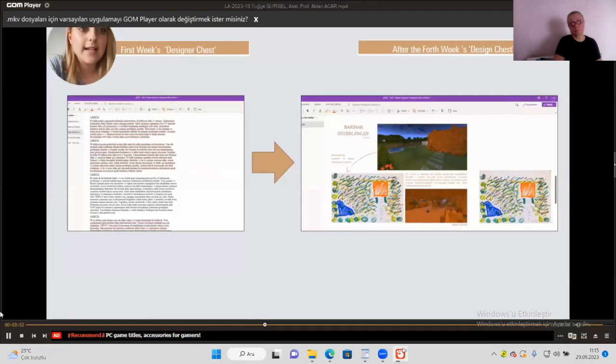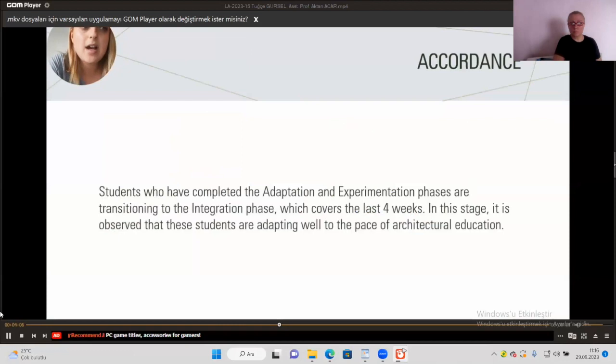It can be observed that the students are attempting to narrate the construction process of their shelters. They have tried to express themselves by creating sketches and using comments in OneNote, and they have also attempted to design their OneNote page. Students who have completed the assimilation and experimentation phases are transitioning to the accordance phase, which covers the last 4 weeks in the first semester.